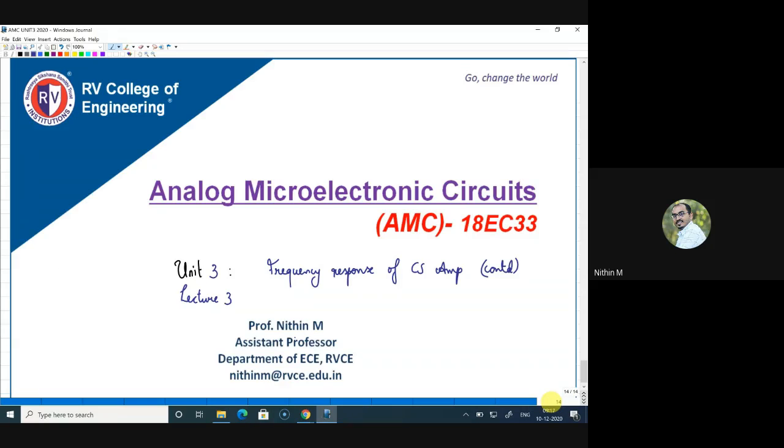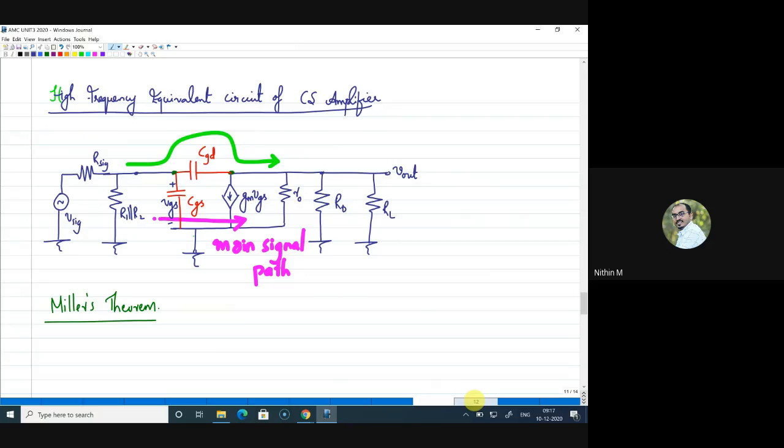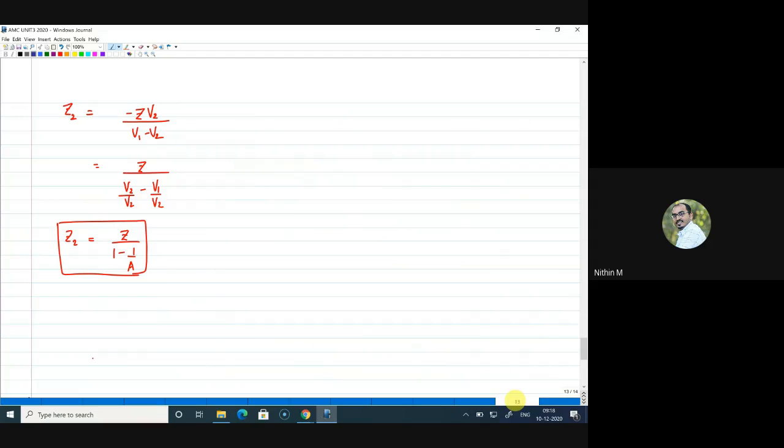So welcome to today's session. We will continue what we discussed in the previous class, which is about the frequency response of the CS amplifier. Especially we were looking at the effect of CGD and CGS, and we looked at Miller's theorem. Miller's theorem is used to decompose the element present between the input and output terminal as CGD. So we understood what Miller's theorem is and how we can replace an impedance Z as Z1 on the input side and Z2 on the output side.